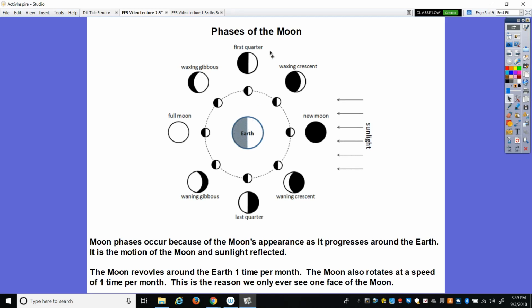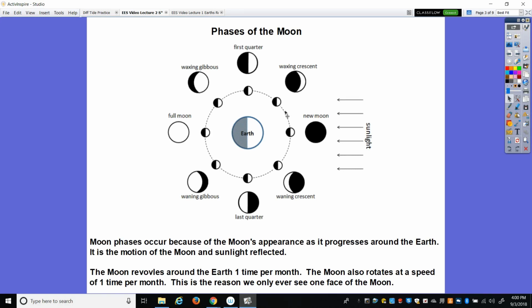For waxing, it means you're adding light to the moon. And then the other one is waning, which means it's removing it. All right, remember that the moon revolves around the Earth. It takes 1 month for this to occur. So you have a new moon, a full moon, 2 quarter moons, and then you have some gibbous moons and crescent moons, 2 of each.